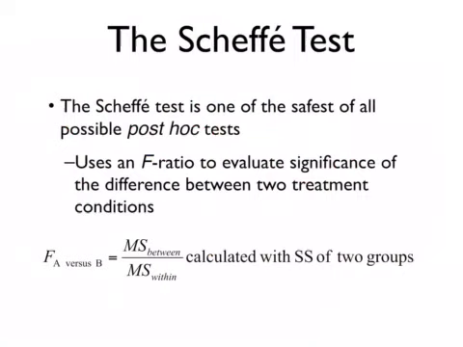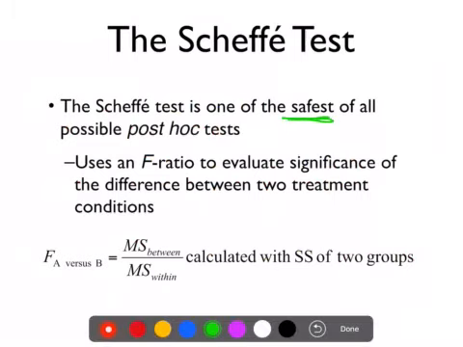So the Scheffé test is different, and it actually requires a little bit more work, so it's going to take us a little bit more time, but it is the safest of all the tests. It does that because it really controls the experiment-wise alpha. It's going to do the best job of limiting the risk of making a type 1 error for the entire experiment, okay? So what we're going to need to do is recalculate mean square between with the 2 groups that we're interested in.